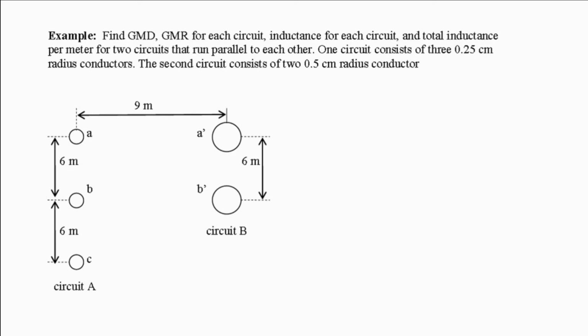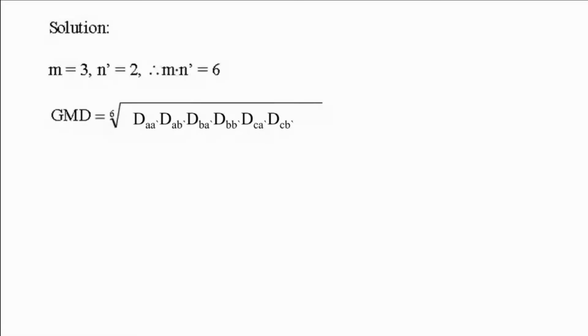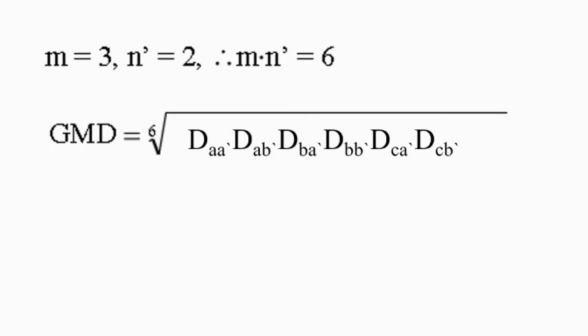Imagine that you have a tower, a transmission line, and it has two circuits. One of them has three conductors with 0.25 centimeter radius for each conductor, spaced 6 meters. Go to the other side of the tower, and you'll find only two conductors, spaced 6 meters, with a radius of 0.5 centimeter. And in this tower, you have a cross arm. This cross arm is 9 meters, spacing these two groups of conductors 9 meters apart. It's easy to have a mathematical equivalent by considering that we have three conductors here and two conductors here.